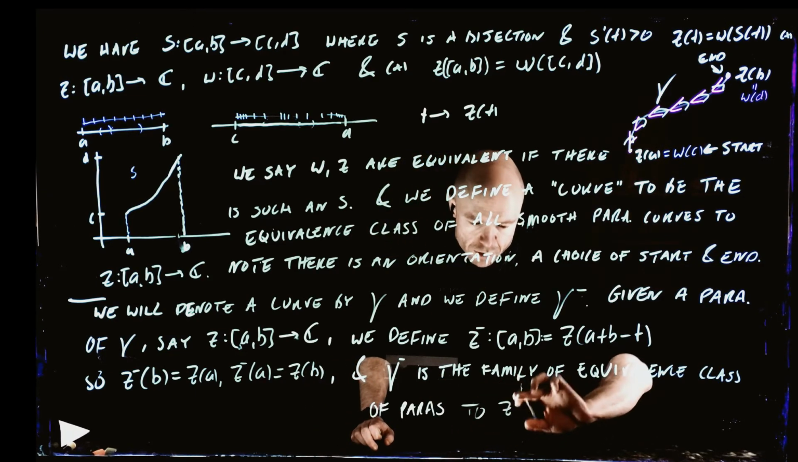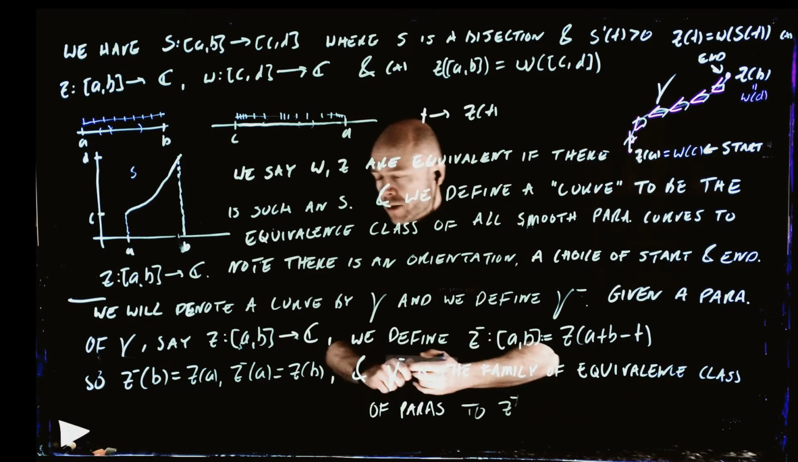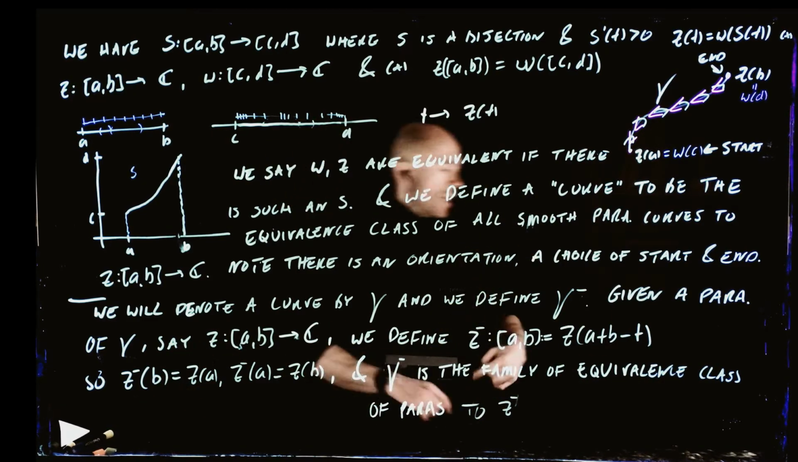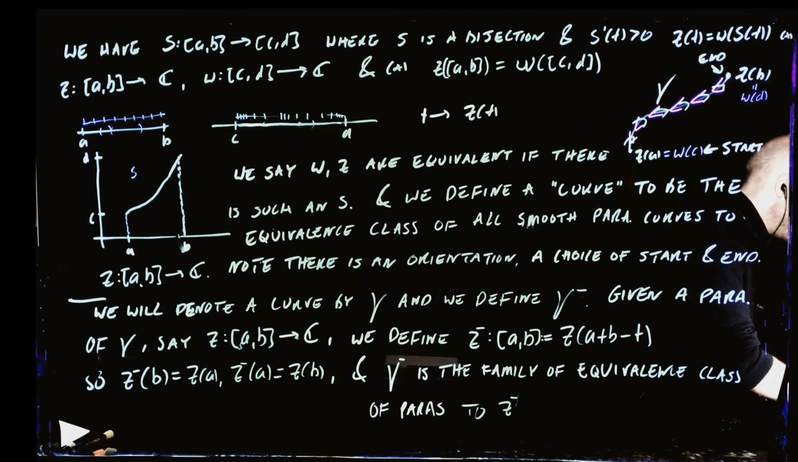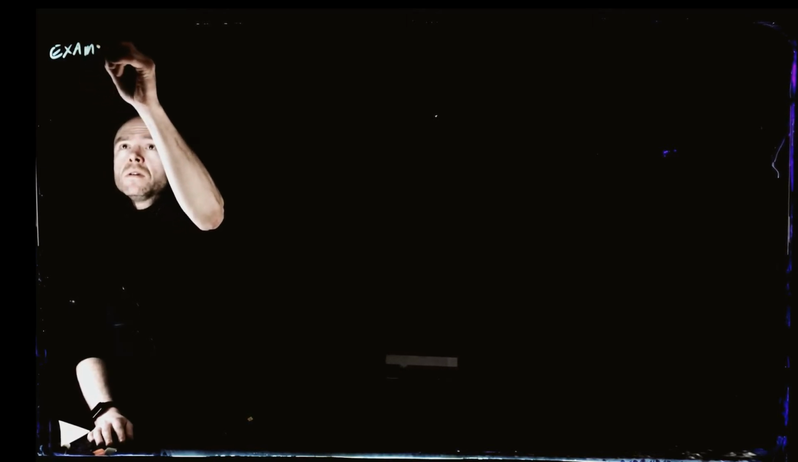To Z minus, like this. Okay, so we have a notion of a curve and then the negative curve, the opposite orientation curve. Okay, some examples. Or at least one example.